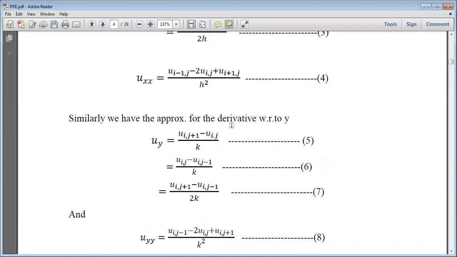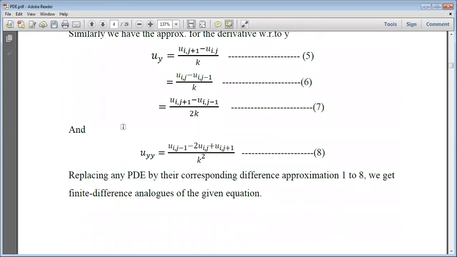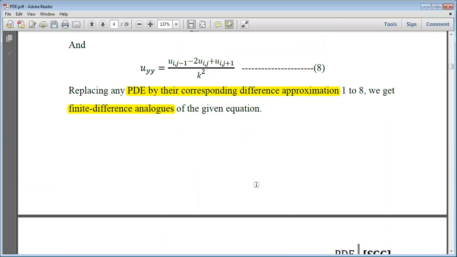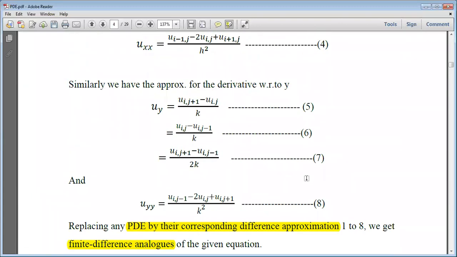So we can have the relations for ∂u/∂y as equations number 5, 6, 7. We can have the relation for ∂²u/∂y², u_yy, that is u(i, j-1) minus twice u(i, j) plus u(i, j+1), divided by k². That is equation number 8. So replacing any partial differential equation by its corresponding approximation using equations 1 to 8, we get a finite difference analogue of the given partial differential equation. Okay, so this is the basic of the finite difference method.